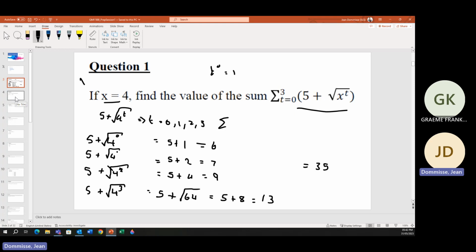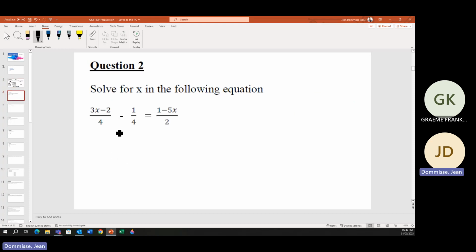The next one, then we go into a bit more of solving for x in the equation. In this one, when you look at it, we've got divided by 4 for two of them, the other one divided by 2. So what I would first do is to say, okay, how can we make everything divided by 4, then one can work with it much better.